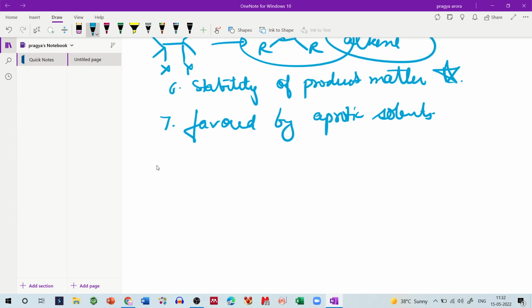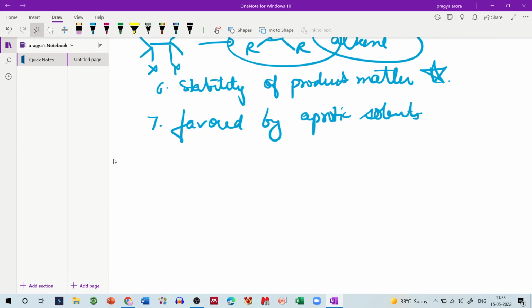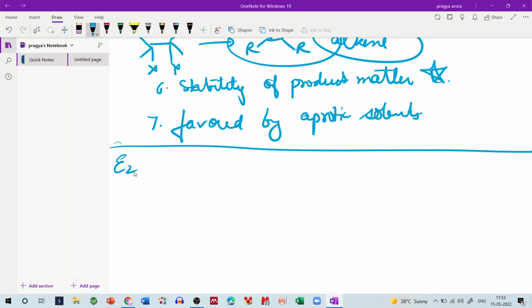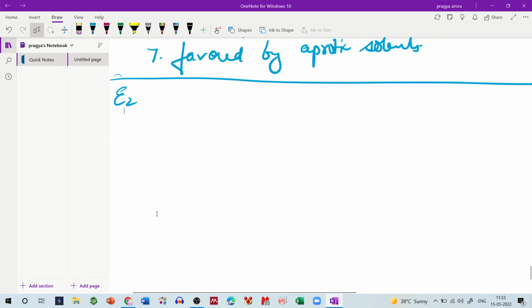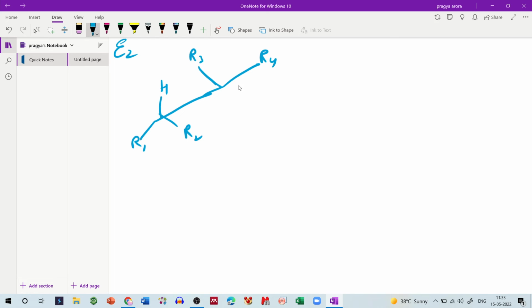Let us discuss an example. What I am trying to make you understand is that in the case of E2, it is a single step process. Let's say you have this alkyl halide: H, R1, R2, R3, R4 and X. What will happen?